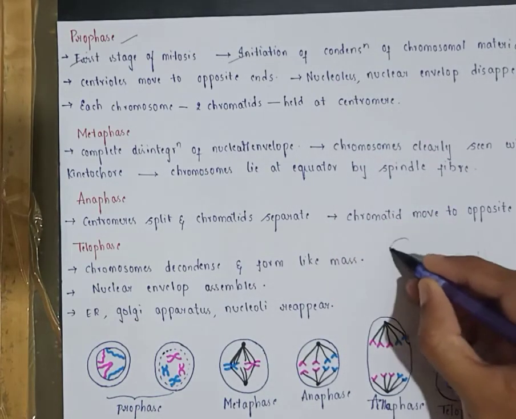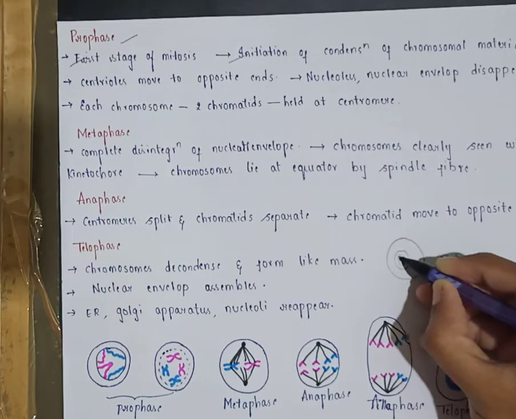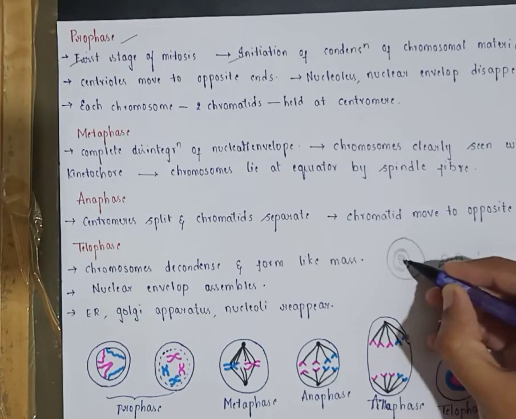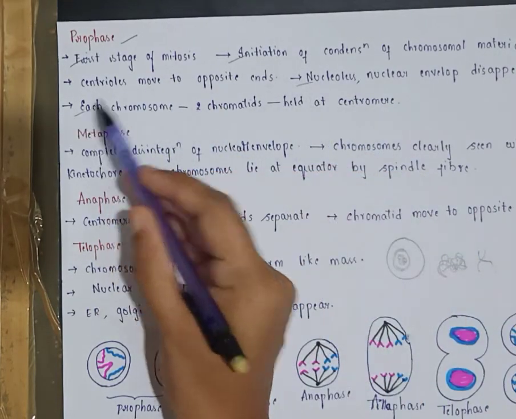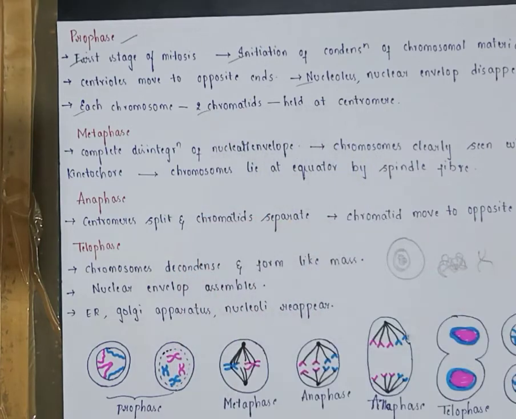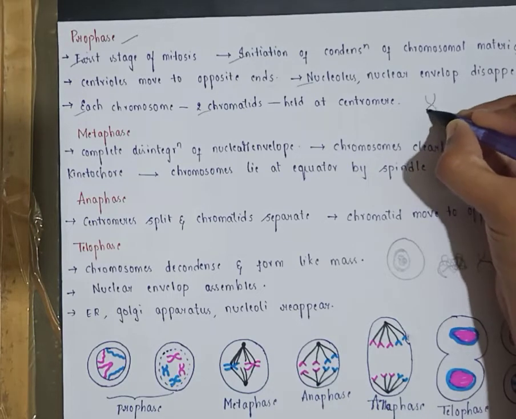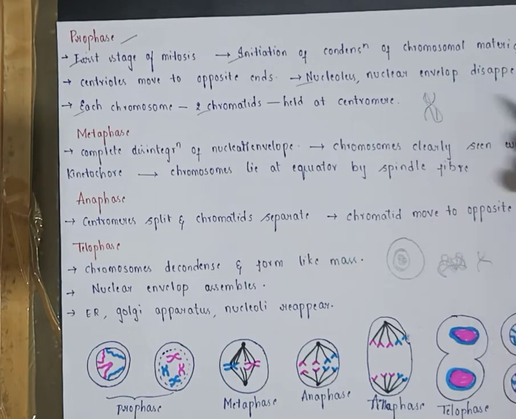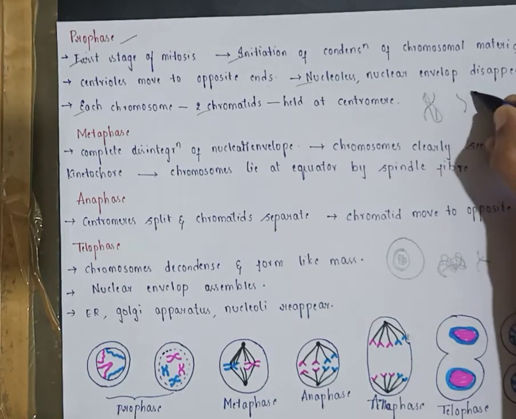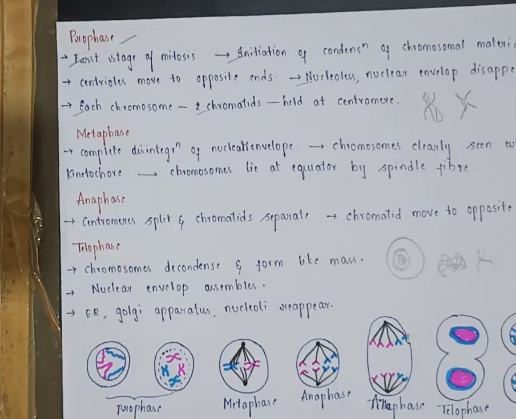If we take this as a cell, inside the cell we have a nucleus. The nucleus contains genetic material. This is called the nuclear membrane. The nuclear membrane and nucleolus disappear during the prophase, and each chromosome contains two chromatids held at the centromere. See, this one is one chromatid, and this one is one chromatid. This is the structure of a chromosome. Each arm of the chromosome is called a chromatid, and the chromatids are held together at the centromere. This central portion is the centromere, and these are the chromatids. So each chromosome contains two chromatids.